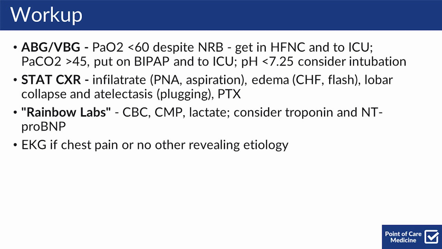When people say that you send off rainbow labs, what they mean is sending off different colored tubes, and that can mean a CBC, a CMP, a lactate, and if you're worried about an underlying cardiac etiology or overload, you can consider a troponin and an NT-proBNP. You should also get an EKG if there's chest pain or you haven't figured out any other etiology.